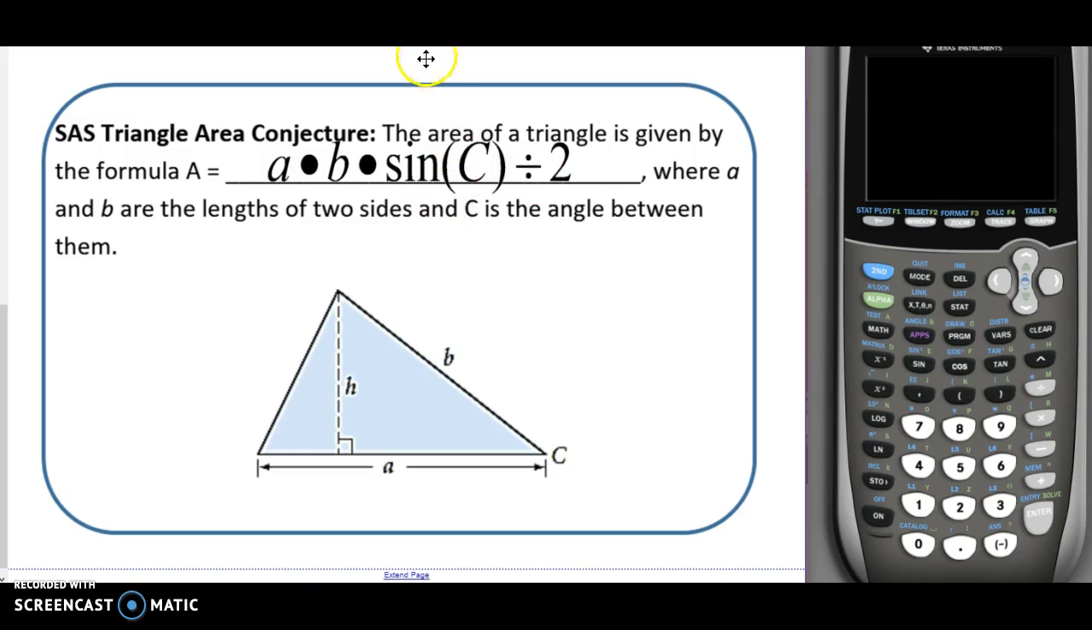So what's really happening is when we have this sine of C part here, it's going to help us figure out the height. So we're going to be using that all to create the area of the triangle. So we're going to use this formula to try some of the example problems.